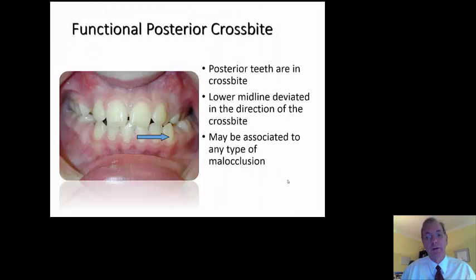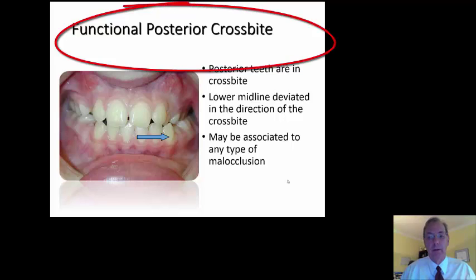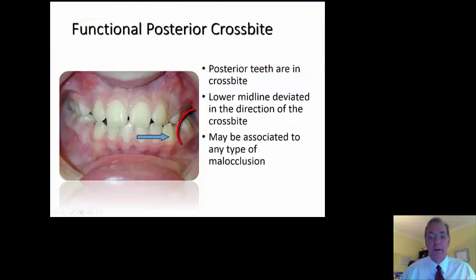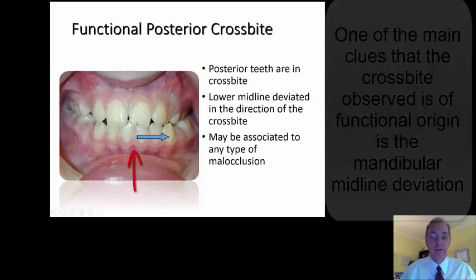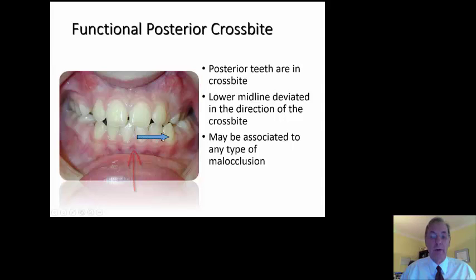The one we want to address now is the functional posterior crossbite, where the posterior teeth, as in this example, are in crossbite, as you can see. One of the main signs that the posterior crossbite is of functional origin is the midline deviation, as shown by this blue arrow, where the lower mandibular midline is actually shifted to the left in relation to the upper maxillary midline in centric occlusion.